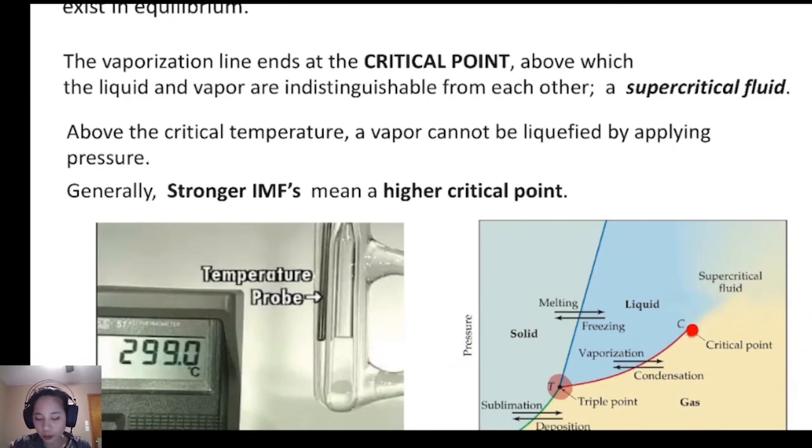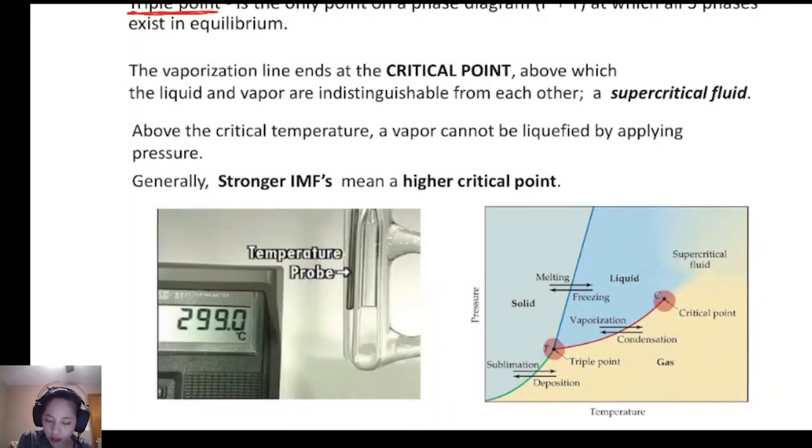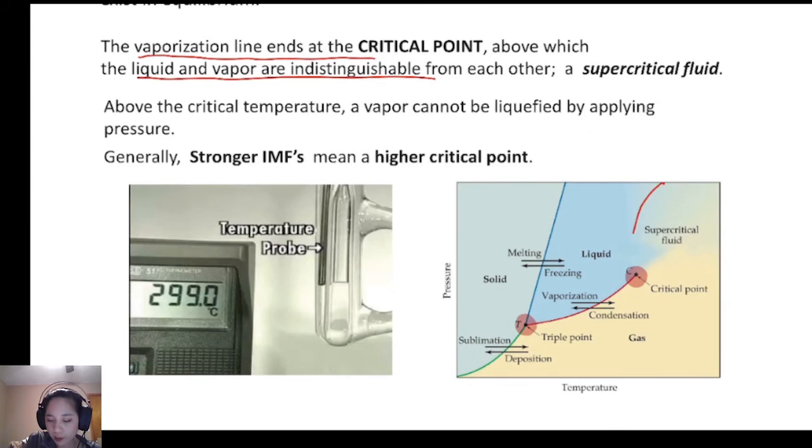Then we have this other point here that I want you to look at, and this is the critical point. Typically it's at really high temperatures and high pressures. Essentially, it's the vaporization line, the red line, where vaporization and condensation occur. The line just ends at the critical point. At any temperature or pressure above this point, liquid and vapor are indistinguishable from one another. And in this region, we have a supercritical fluid.